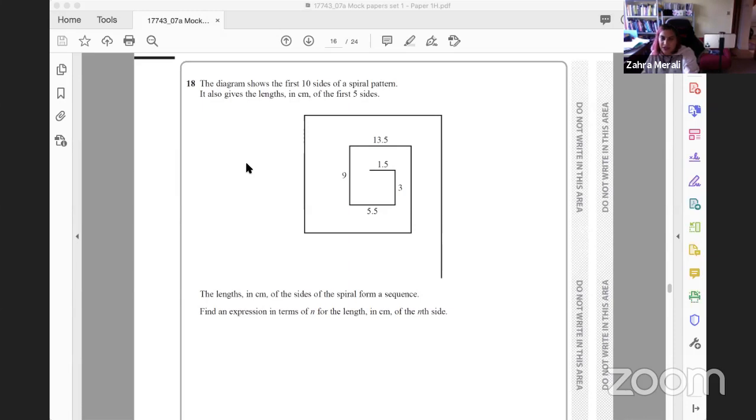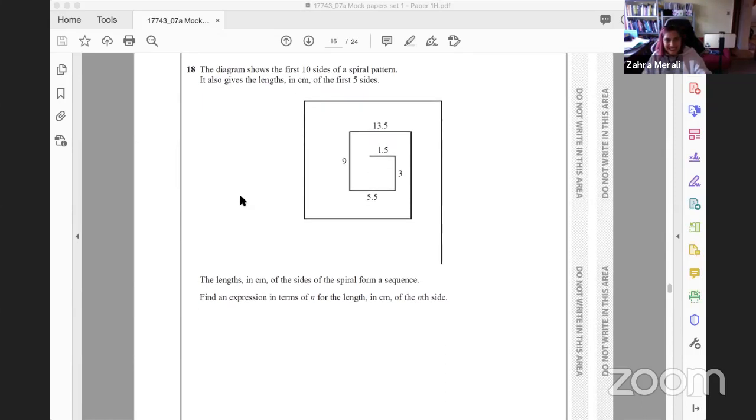So, by the way, there are other ways you could have done that question, but we'll just go with what we've got here. The diagram shows the first 10 sides. It's telling you it's an nth term sequence. Just because it's not given to you in a row, it's the same thing. So if you write them out: 1.5, 3, 5.5, 9, 13.5.